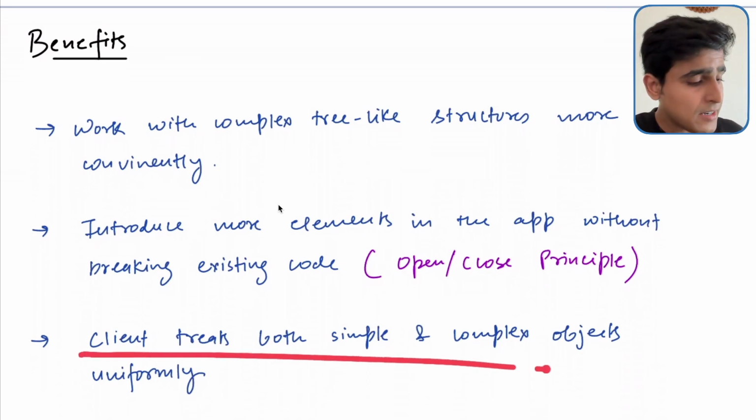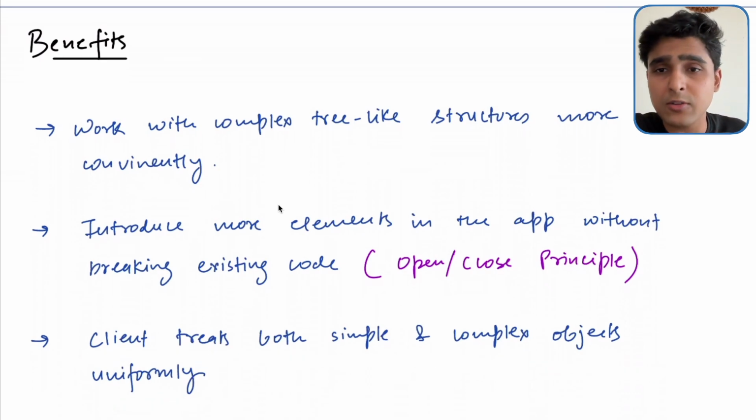And client treats both simple and complex objects uniformly. Client doesn't need to know whether they are dealing with a simple or complex object, because they just have to call the display function, which is a common functionality of both types of objects.